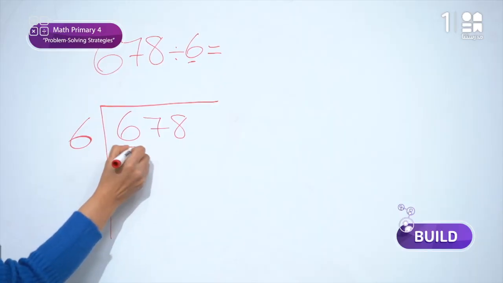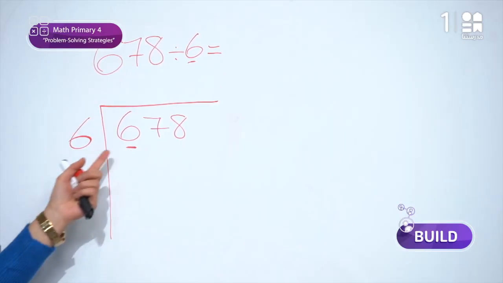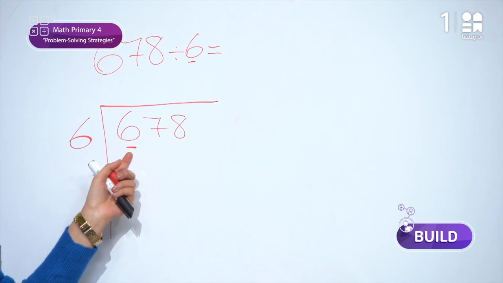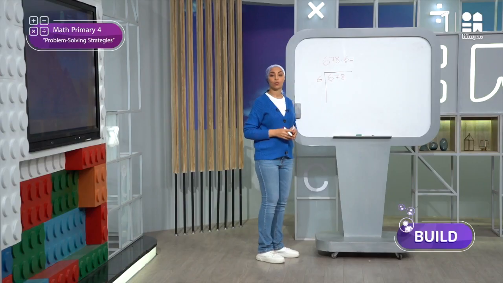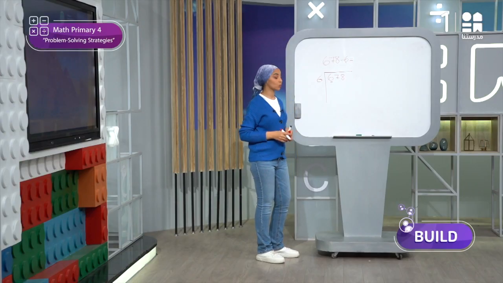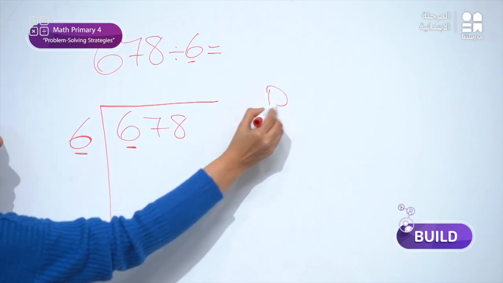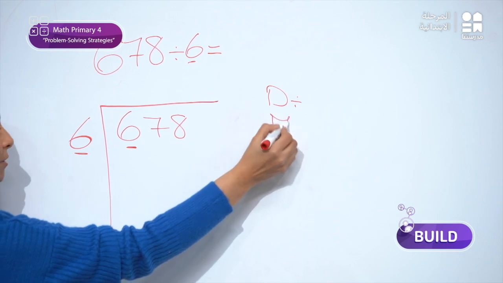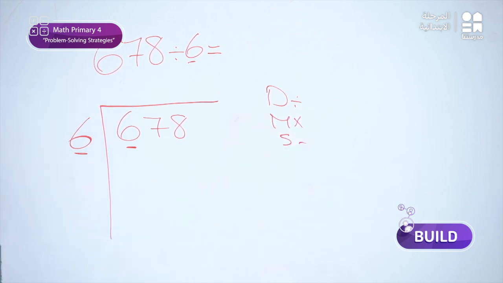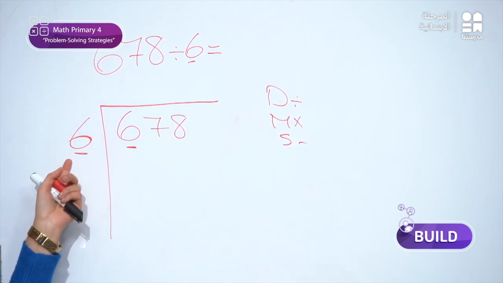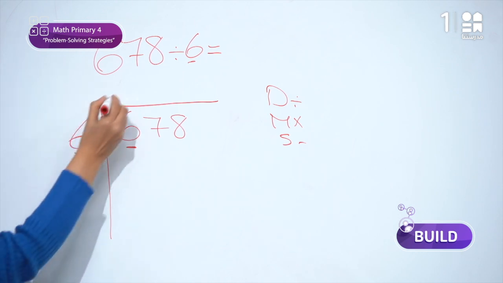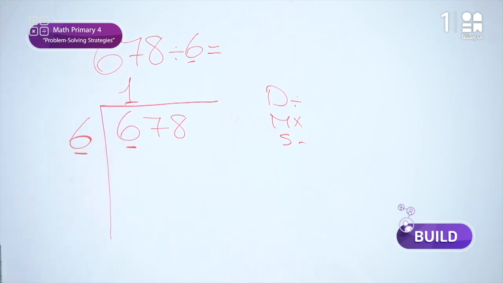Yes, of course, which is 6. Let's notice that 6, its value is 600, right? Okay, so 6 divided by 6 equals what? Let's remember first the steps: division, then multiplication, and then subtraction. So 6 divided by 6 equals what? Of course 1, right? So I put the 1 here.